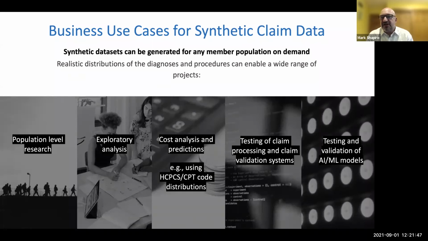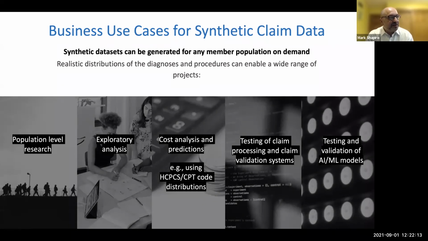And then testing and validation of AI ML models. Well, one of the ways to validate or evaluate the quality of synthetic data is, let's say, one can train a classification or regression model on real data, test it on real data, and then test again on synthetic data and see how it performs.